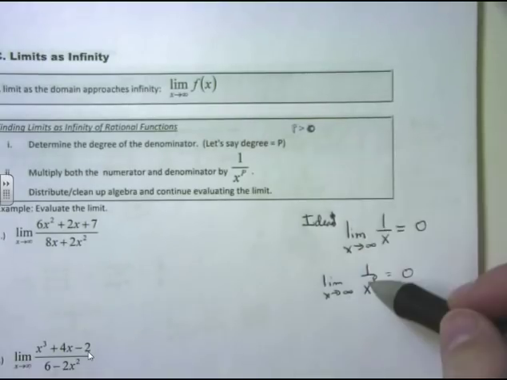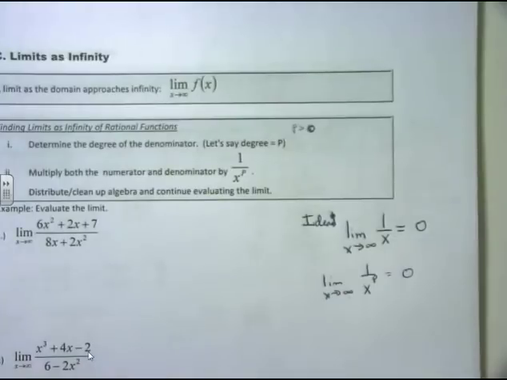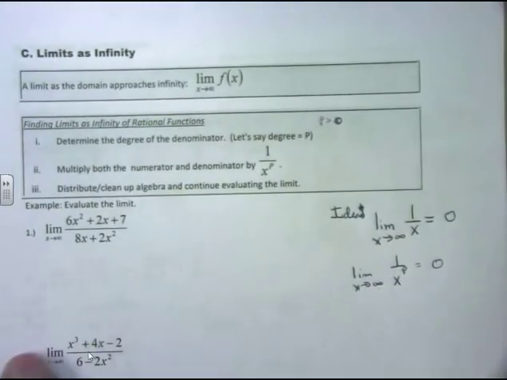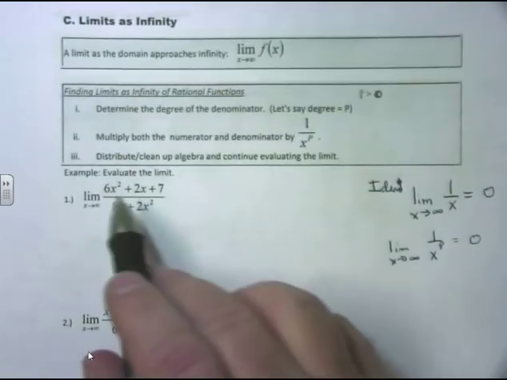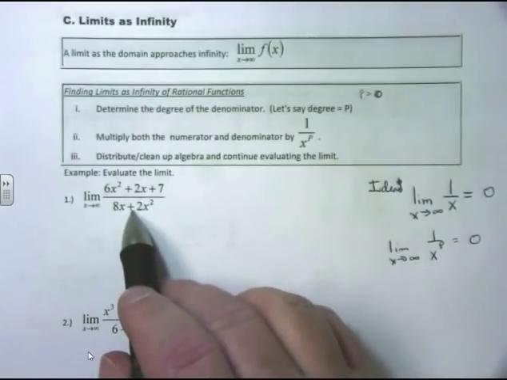It has to be a positive power because if it was a negative power, you would clean up your algebra. Negative exponents, if they're in the denominator, will go back to the numerator, and that messes it all up. So here's the idea right here. We're going to take the limit as x approaches infinity of 6x squared plus 2x plus 7 divided by 8x plus 2x squared.